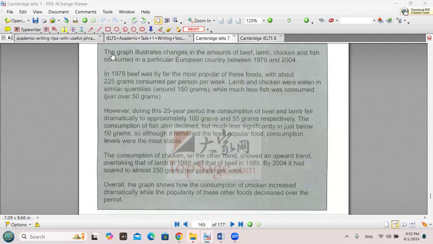And for the graph, you can write the given line graph. Changes. If you'd like to rephrase the word changes, give me your suggestions. What are the synonyms of the word changes? Differences. Very good. What else? You can write variations in the amount of beef. Quantities, amount, yes, of beef, lamb, chicken.